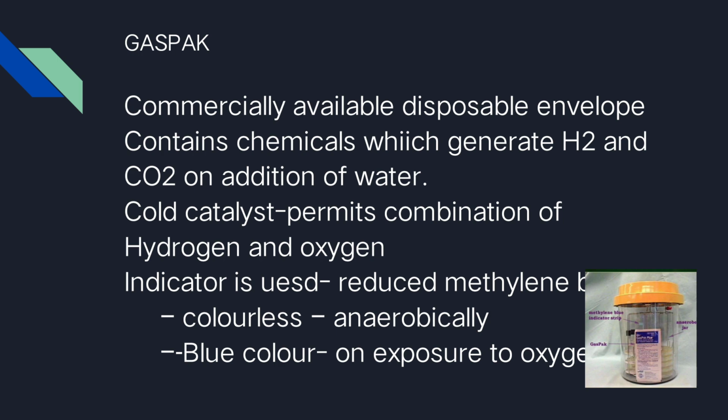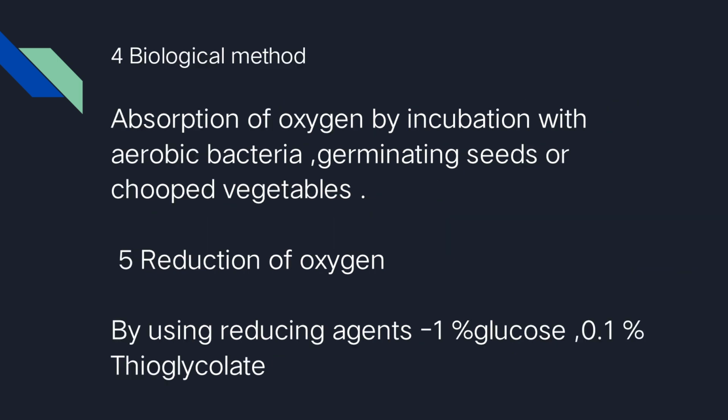A catalyst permits combination of hydrogen and oxygen. An indicator is used: reduced methylene blue is colorless anaerobically and turns blue on exposure to oxygen. Biological method: absorption of oxygen by incubation with aerobic bacteria, germinating seeds or chopped vegetables. Reduction of oxygen by using reducing agents such as 1% glucose and 0.1% thioglycolate.